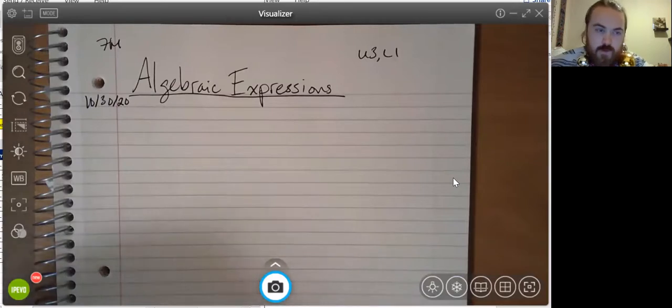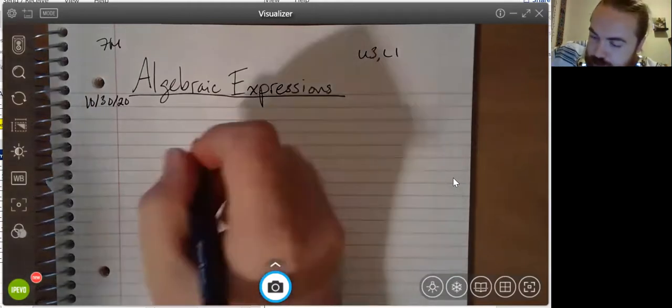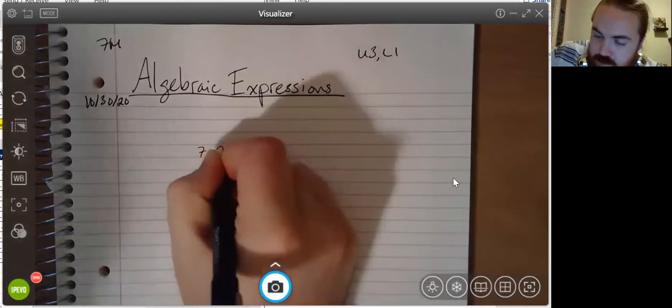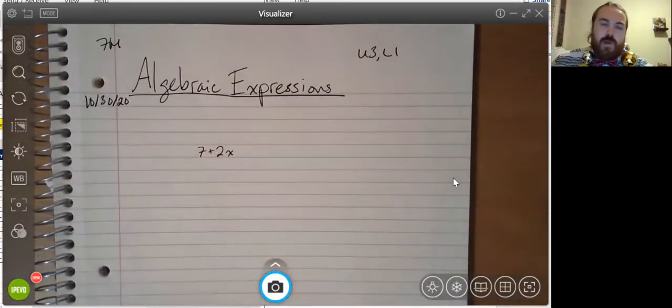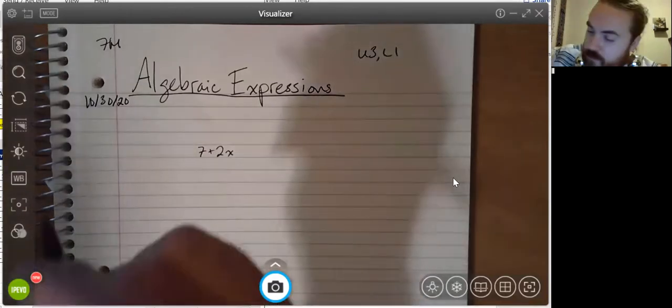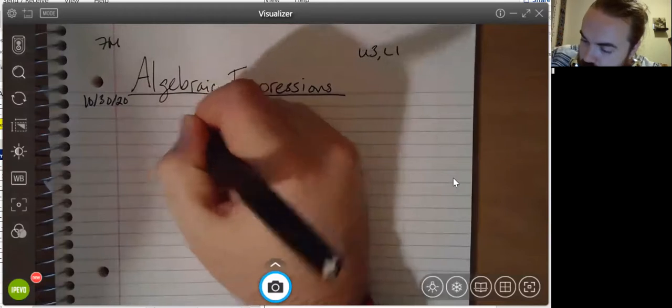It involves variables a lot of the time. And algebraic expressions are just any numbers, including variables, that are separated by addition and subtraction signs. So like 7 plus 2x, and we need to know the mathematical terms, all the different parts of this. So first of all, 7 is what we call a constant.